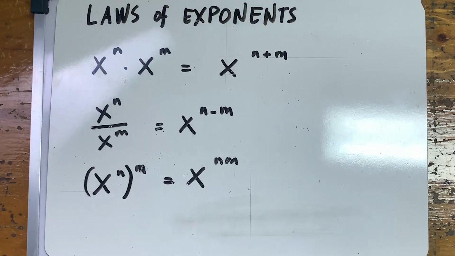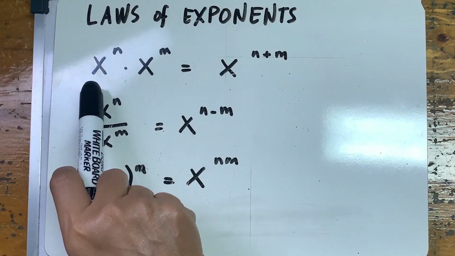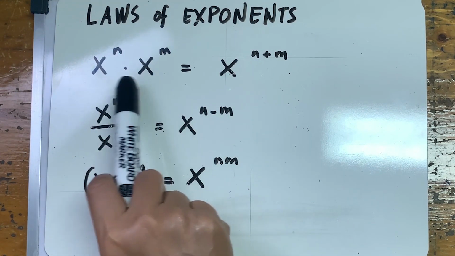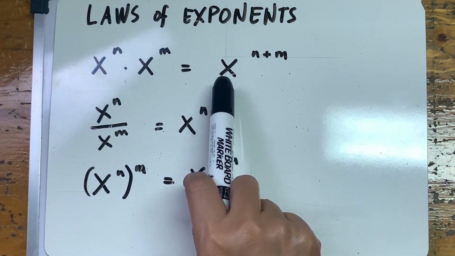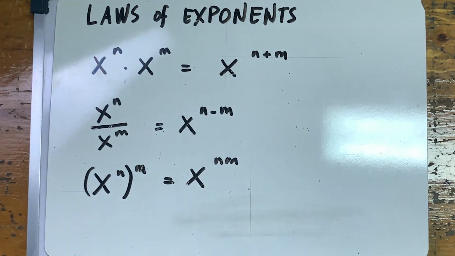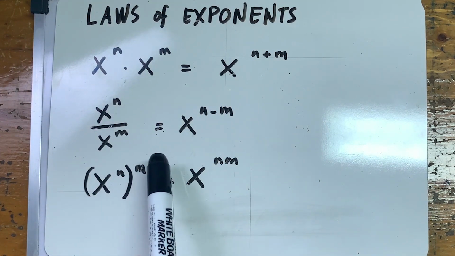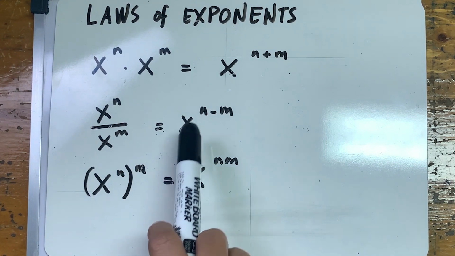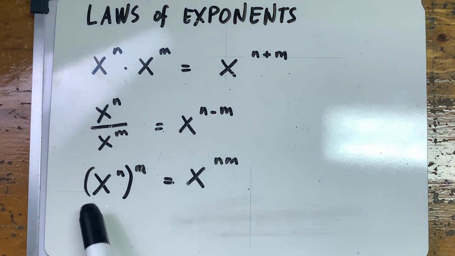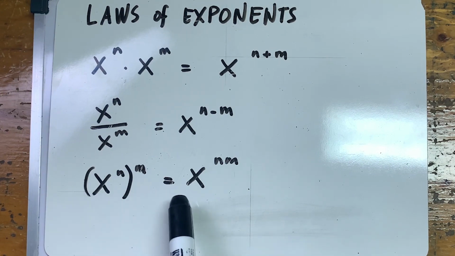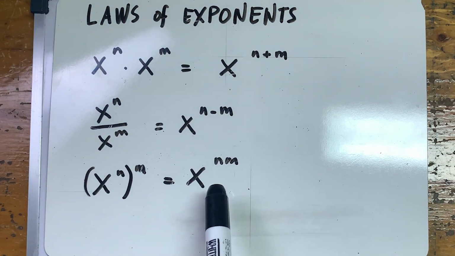Here are the laws of exponent. x raised to n multiplied by x raised to m. If they have the same base, all you need to do is add the exponents: x raised to n plus m. If you're dividing the same base with different exponents, all you need to do is subtract the exponents: x raised to n minus m. This one is the power rule: x to the n raised to m. All you need to do is multiply n and m, so it's equal to x raised to n times m.